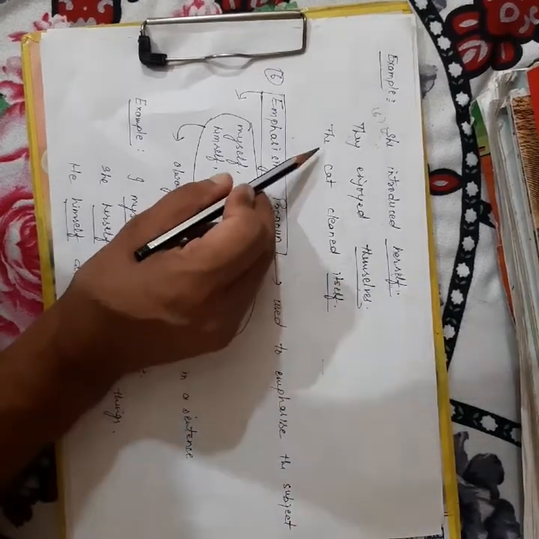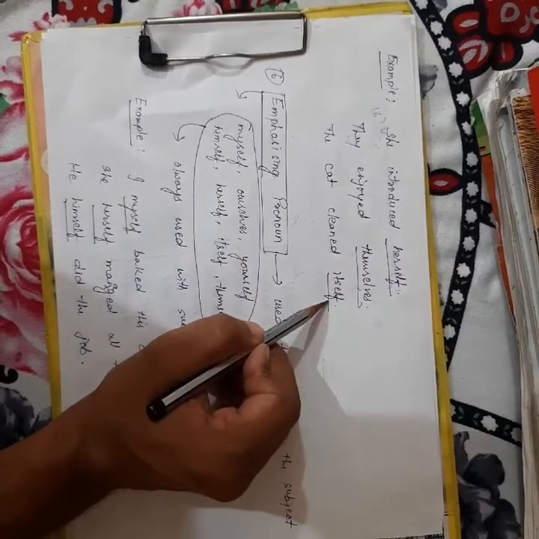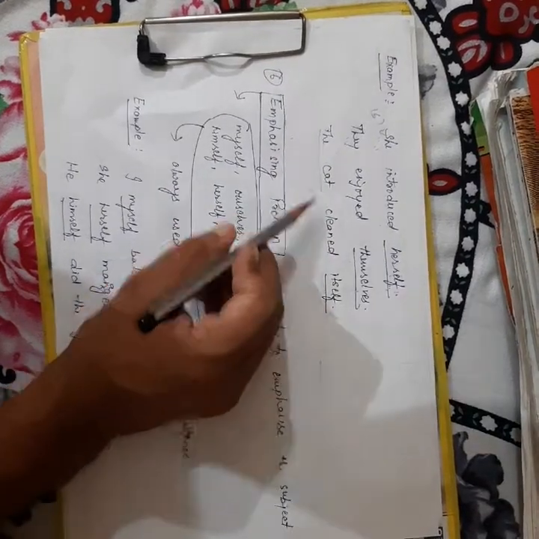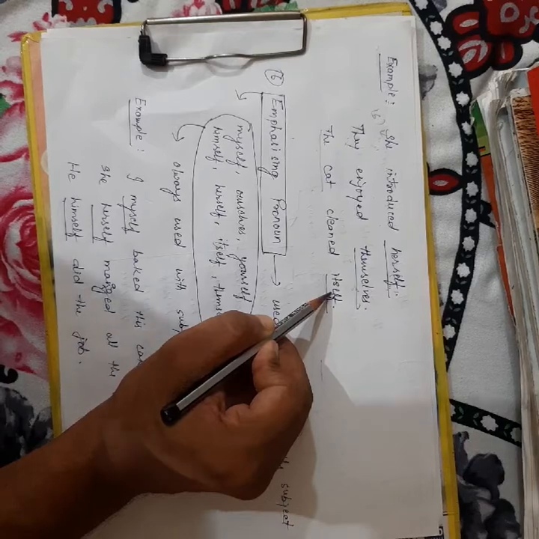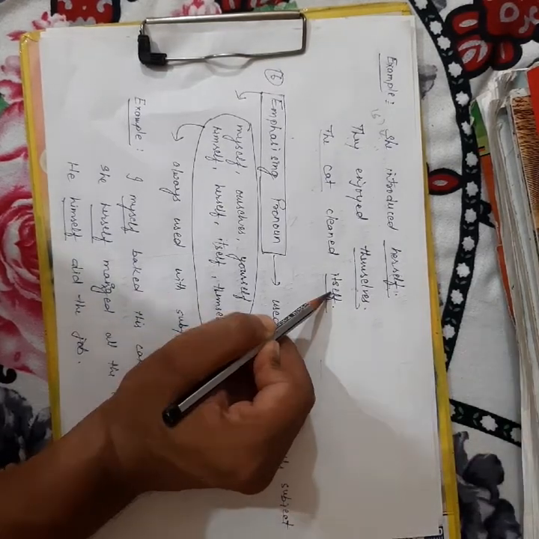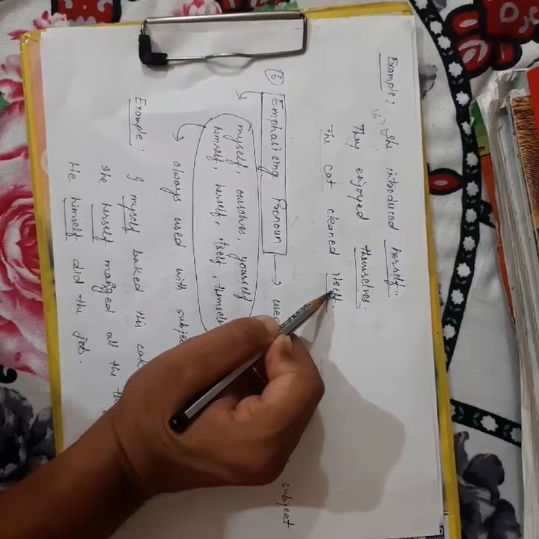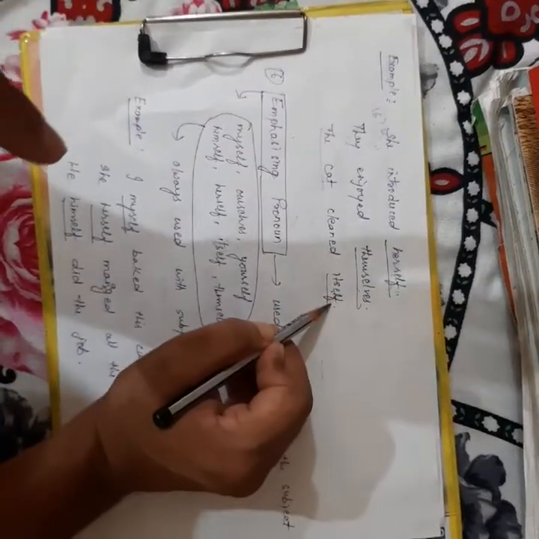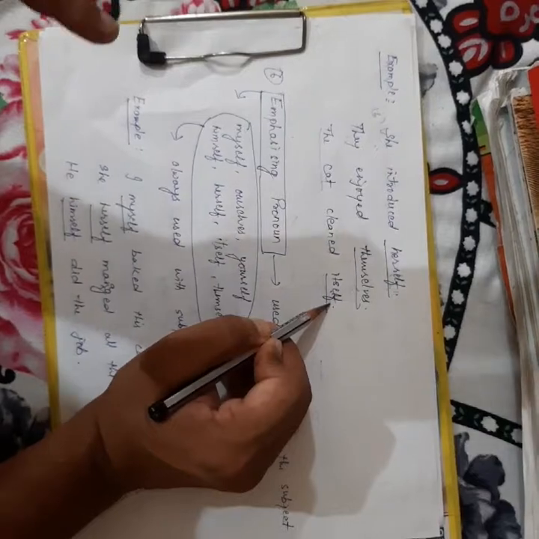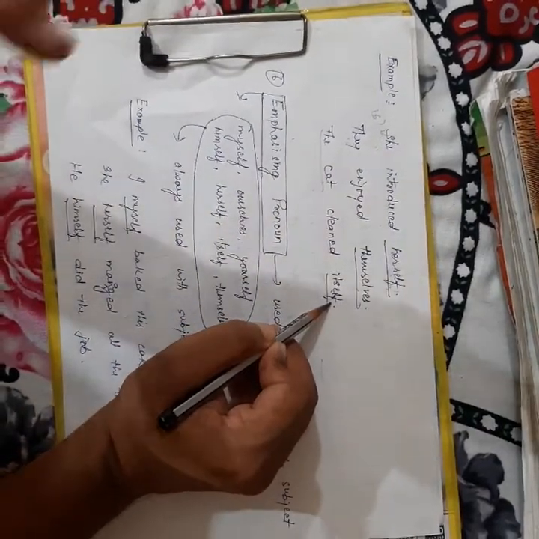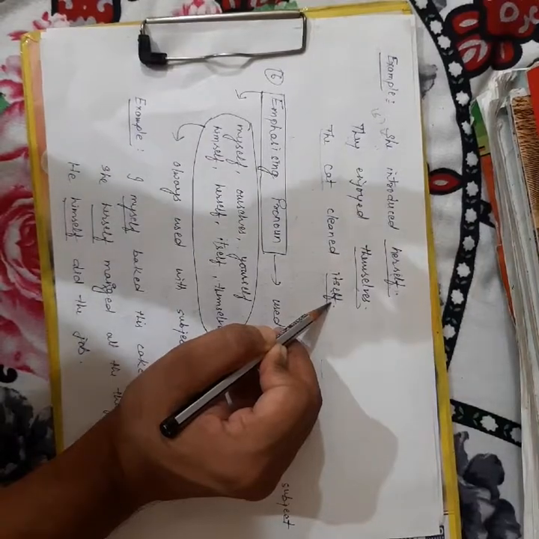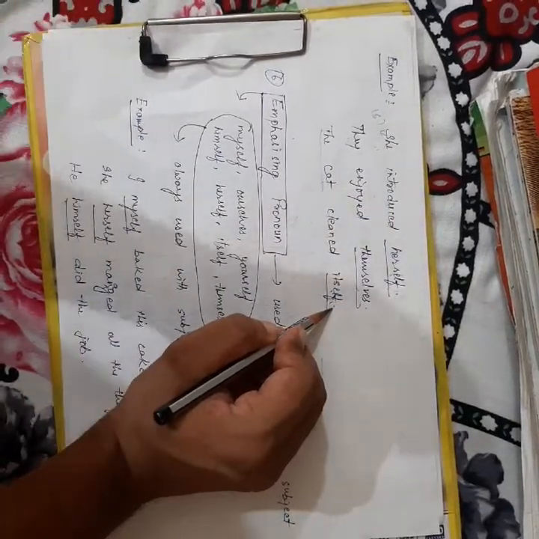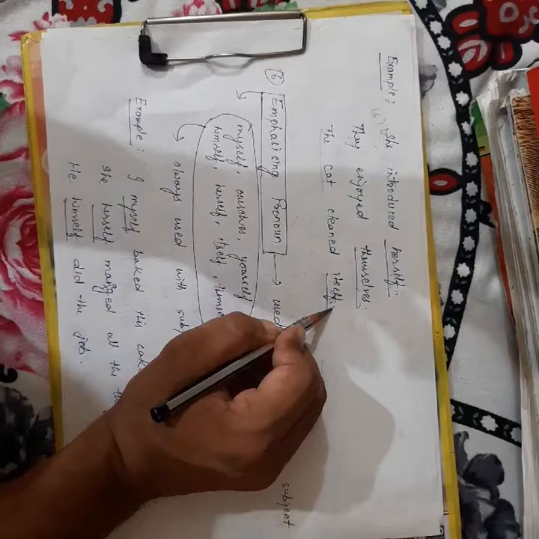Okay, next example, the cat cleaned itself. Here the cat is the subject, itself is the object, and the cat and itself are the same. You can say it is not a person, but it is an animal. So they are just referring to the same animal. So itself is again your reflexive pronoun. Itself is used for non-living things and also with animals.